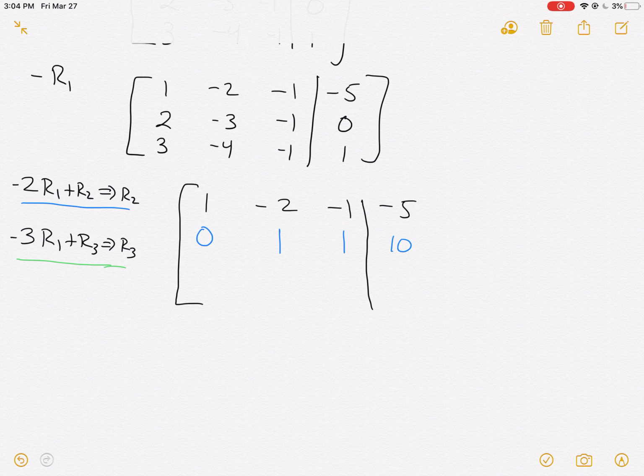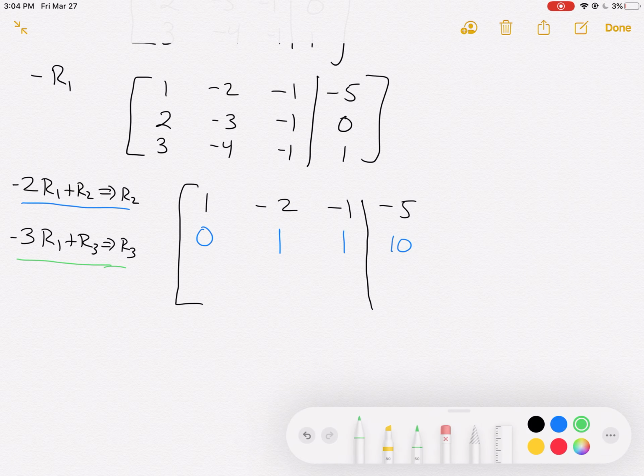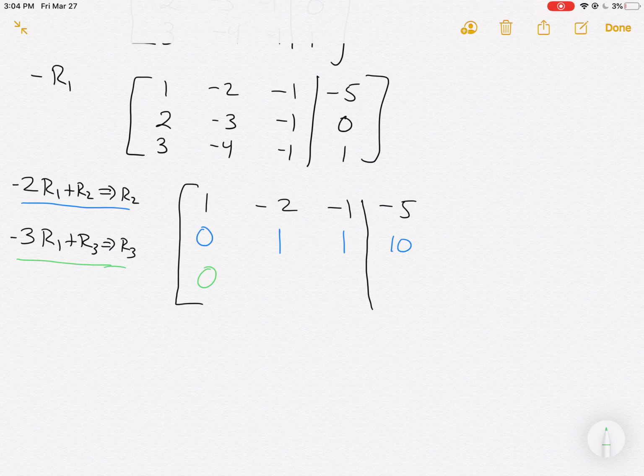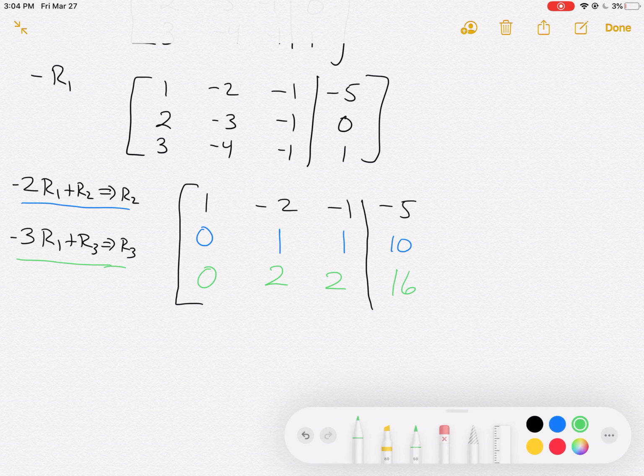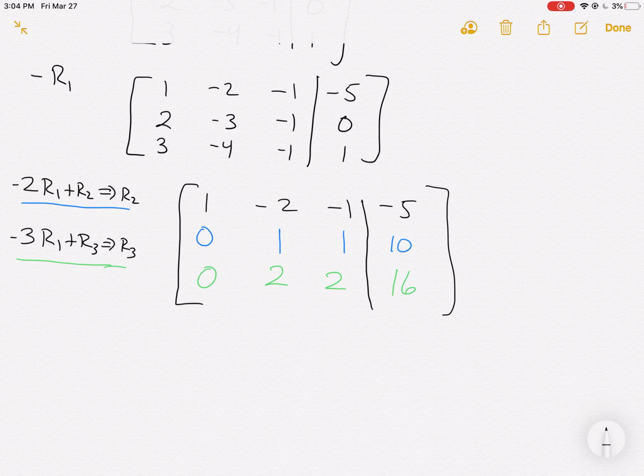What's super nice is that we got the 1 for free. That's unexpected, but that happens sometimes. It wasn't naturally going to happen, but what we did expect is to get that 0. So now if we do negative 3 times row 1 and add it to row 3, negative 3 times 1 is negative 3 plus 3 is 0. Negative 3 times negative 2 is positive 6 minus 4 is 2. Negative 3 times negative 1 is 3, minus 1 is 2. And negative 3 times negative 5 is positive 15 plus 1 is 16. And so we end up with these two new rows coming out.